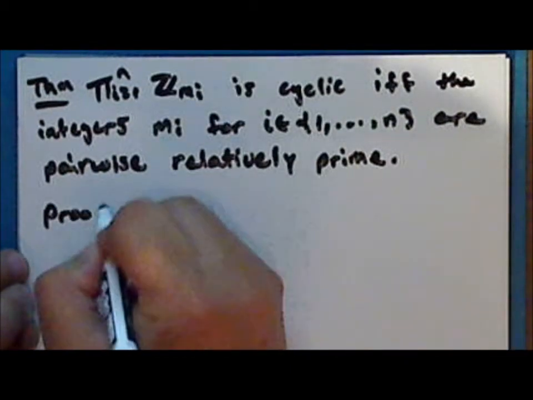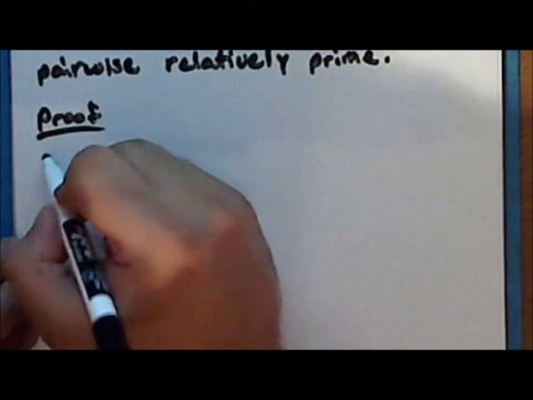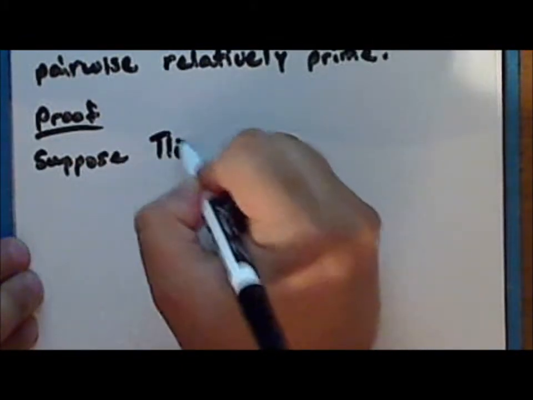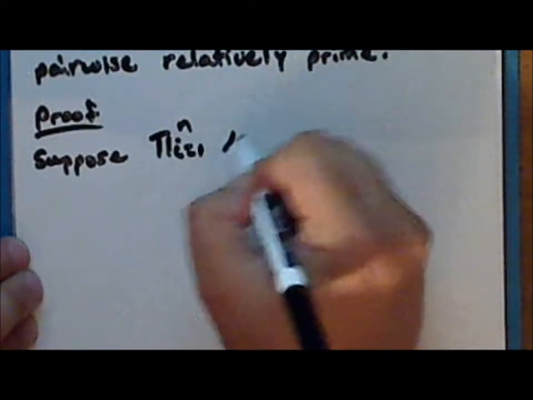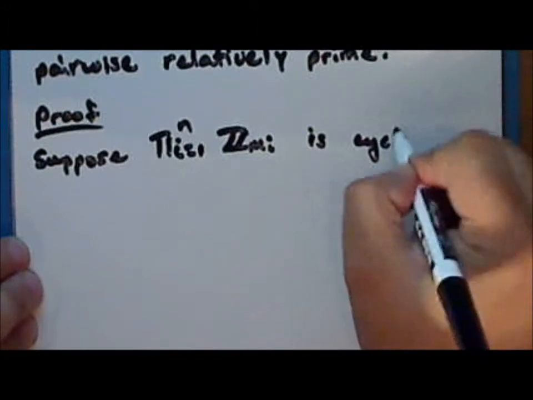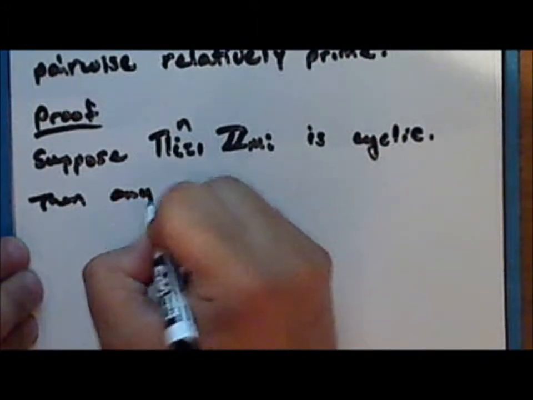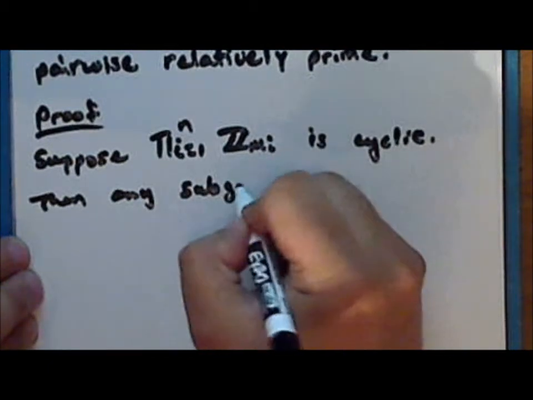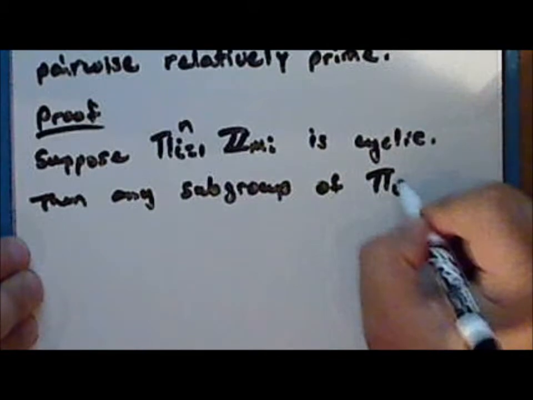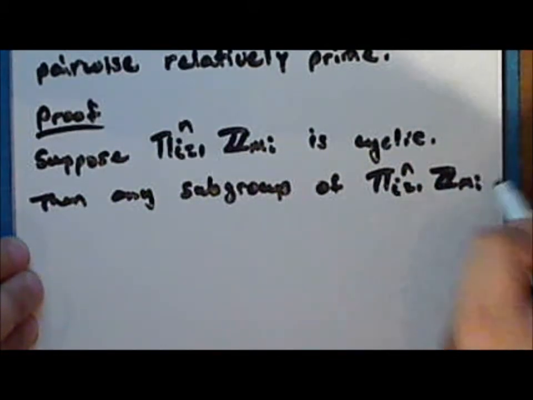So proof. Suppose that the direct product is cyclic, then any subgroup of this cyclic group is cyclic.